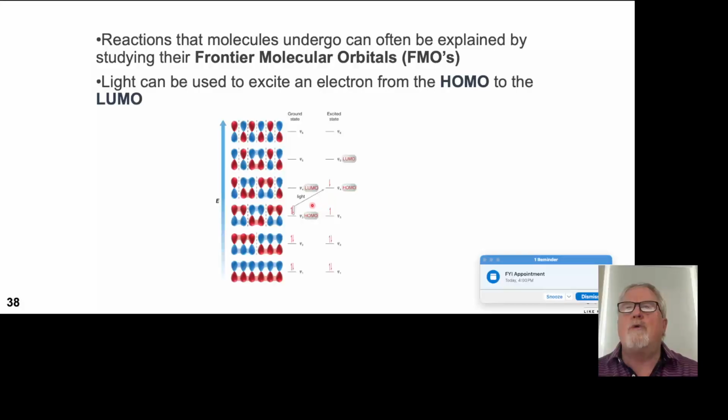We can promote an electron up to a higher excited state. And these molecules, once we do that, are typically more reactive, and we can do things by putting the energy into our system with light rather than heat.